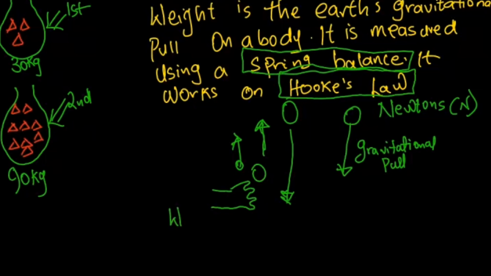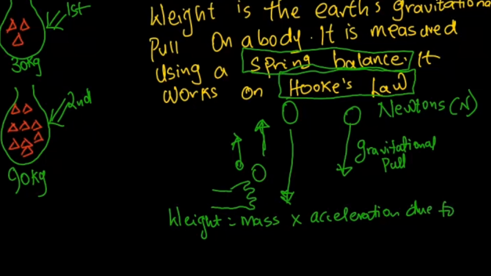That is why the formula for measuring weight is equal to mass times acceleration due to gravity. So remember, mass times acceleration is equal to force. That is why weight is measured in newtons, mass is measured in kilograms, and acceleration due to gravity is measured in meter per second square. So weight is a type of force caused by gravitational pull on a body. So that's one of the key differences between mass and weight.